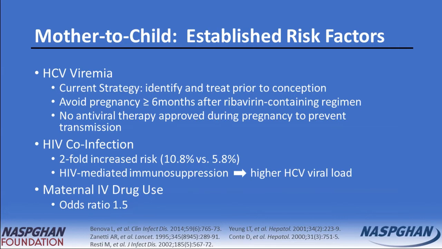If a mother is HIV infected along with hepatitis C infected, there's a twofold increased risk for the transmission of hepatitis C, upwards to 10%. We believe this is related to HIV-mediated immunosuppression, leading to very high HCV viral loads. So a treatment approach for this is to treat mom for her HIV co-infection to reduce that risk. And for reasons that are a little bit unclear, maternal IV drug use has an increased risk of transmission also.